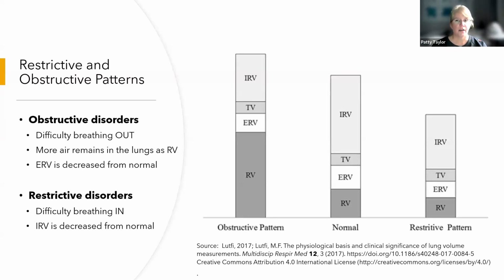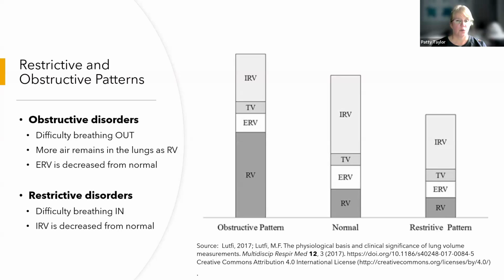So we just got through talking about these 4 volumes: IRV, TV, ERV, and residual volume. Of those 4, which one involves forcing air out of the lungs through forced exhalation? ERV, right? Okay, so if you're dealing with a decreased ability to exhale out the air, then most of the air remains in the lungs as residual volume, and your ERV is actually decreased. So notice the obstructive pattern. You've got a larger residual volume and a smaller ERV.